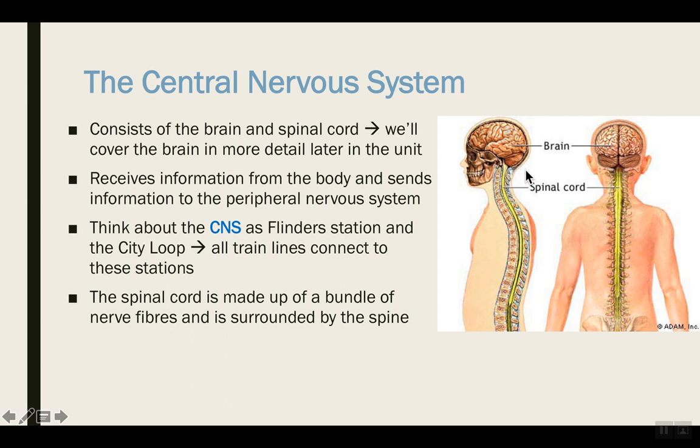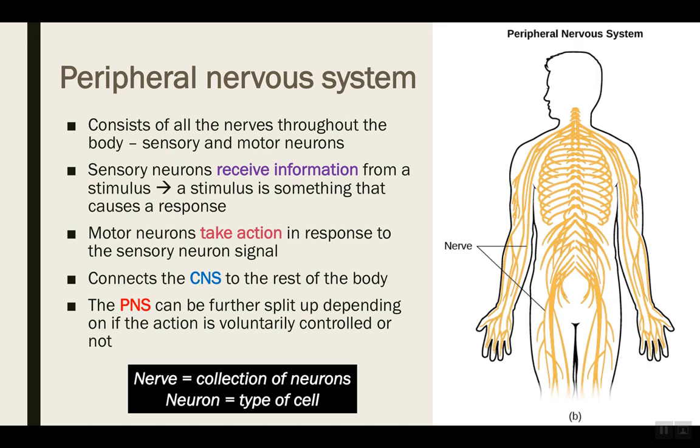Okay? Probably the easiest way to think about the central nervous system is it's a bit like the city loop. What we have is all the trains going through there, or in this case all the nerves travel through there. Your spinal cord is a bundle of nerves surrounded by your spine, and that spine has that dual function of protecting all those precious nerves, as well of course of keeping you upright. It's got that structural component as well.